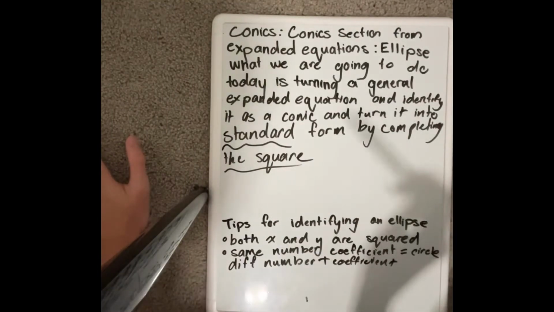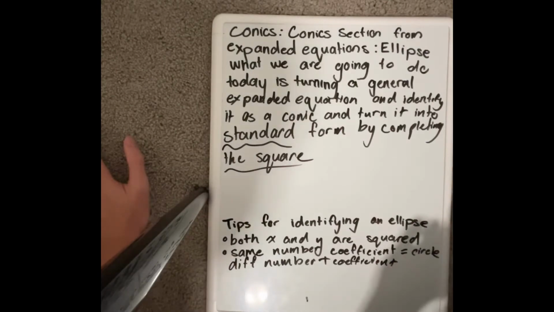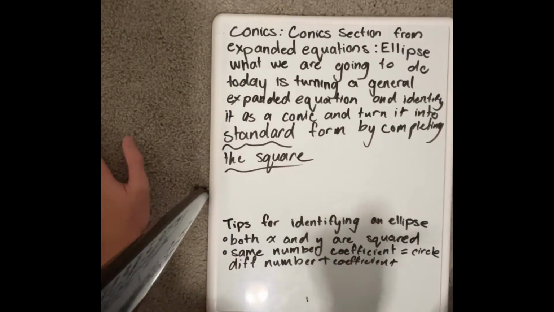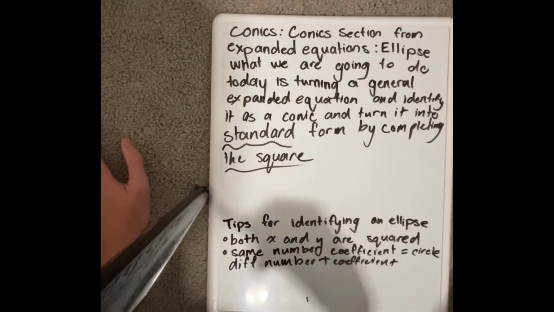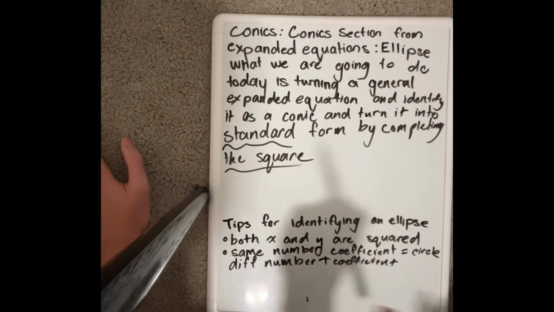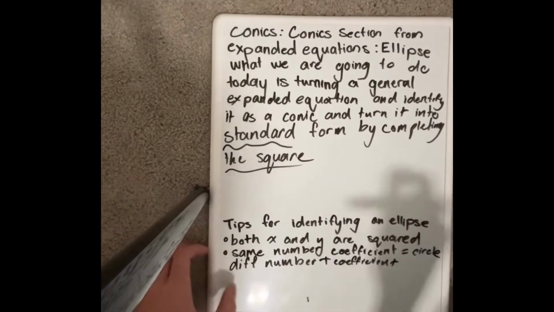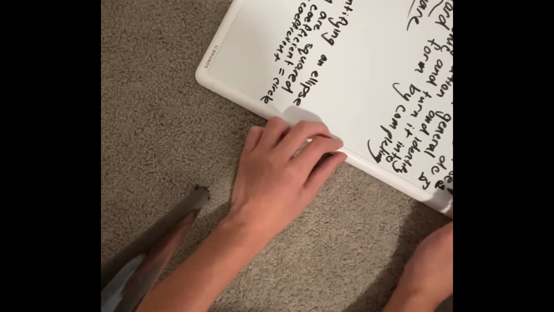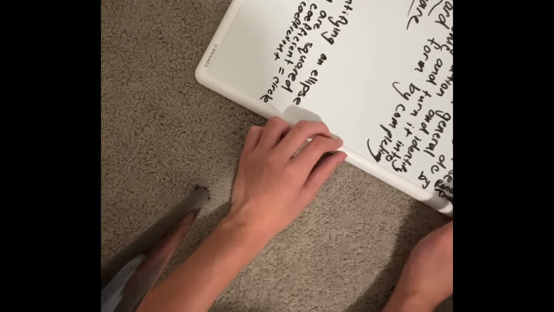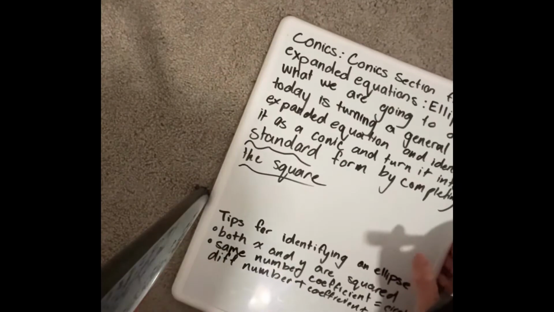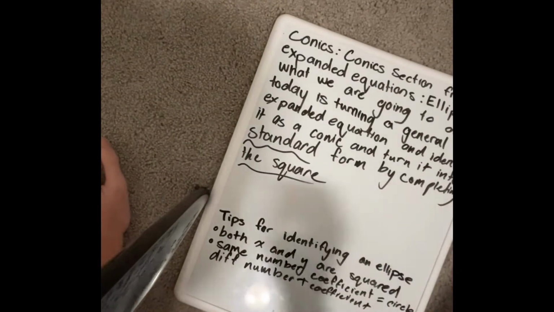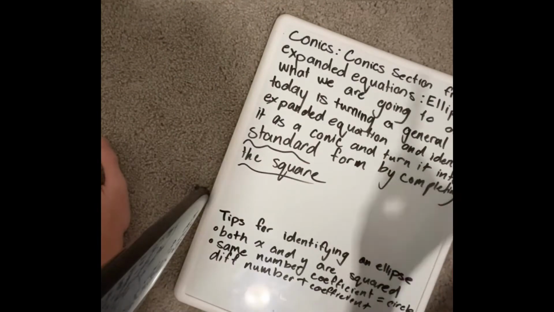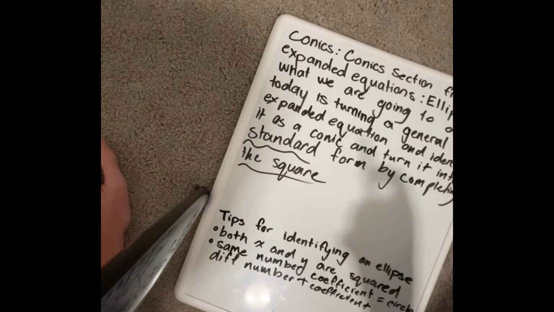Today, for my project, number 3 of Precalculus, I will be teaching you conic sections from expanded equations, ellipses, by Ronald Tran. What we are going to do today is take a general expanded equation, identify it as a conic, and turn it into standard form by completing the square.